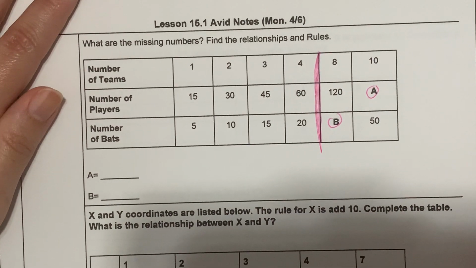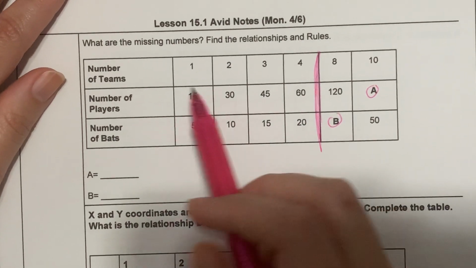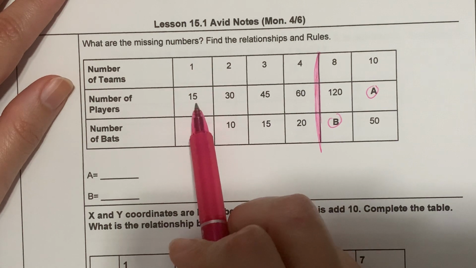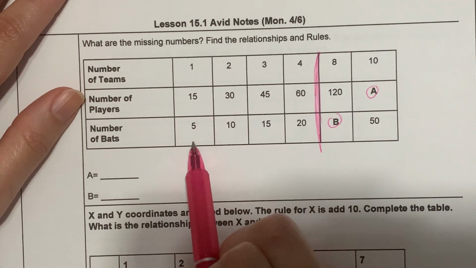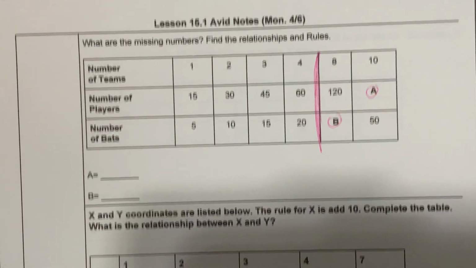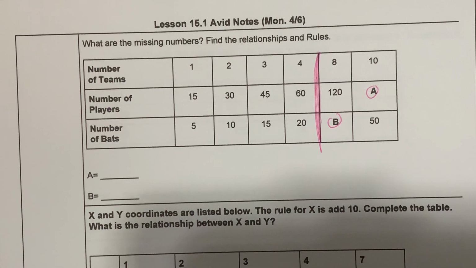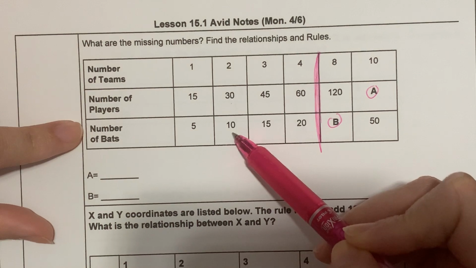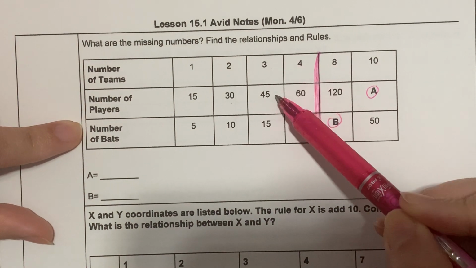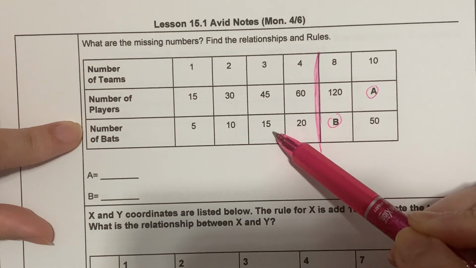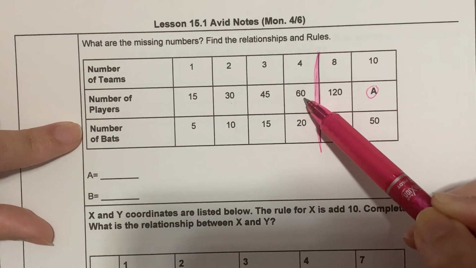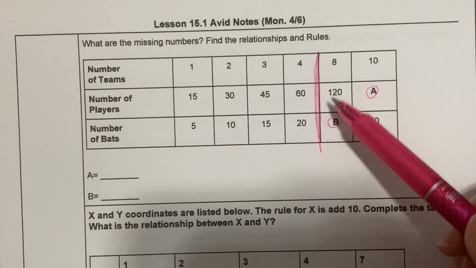All right, so let's see. If I have one team, I have 15 players and 5 bats. If I have 2 teams, I have 30 players and 10 bats. If I have 3 teams, I have 45 players and 15 bats. If I have 4 teams, 60 players and 20 bats.